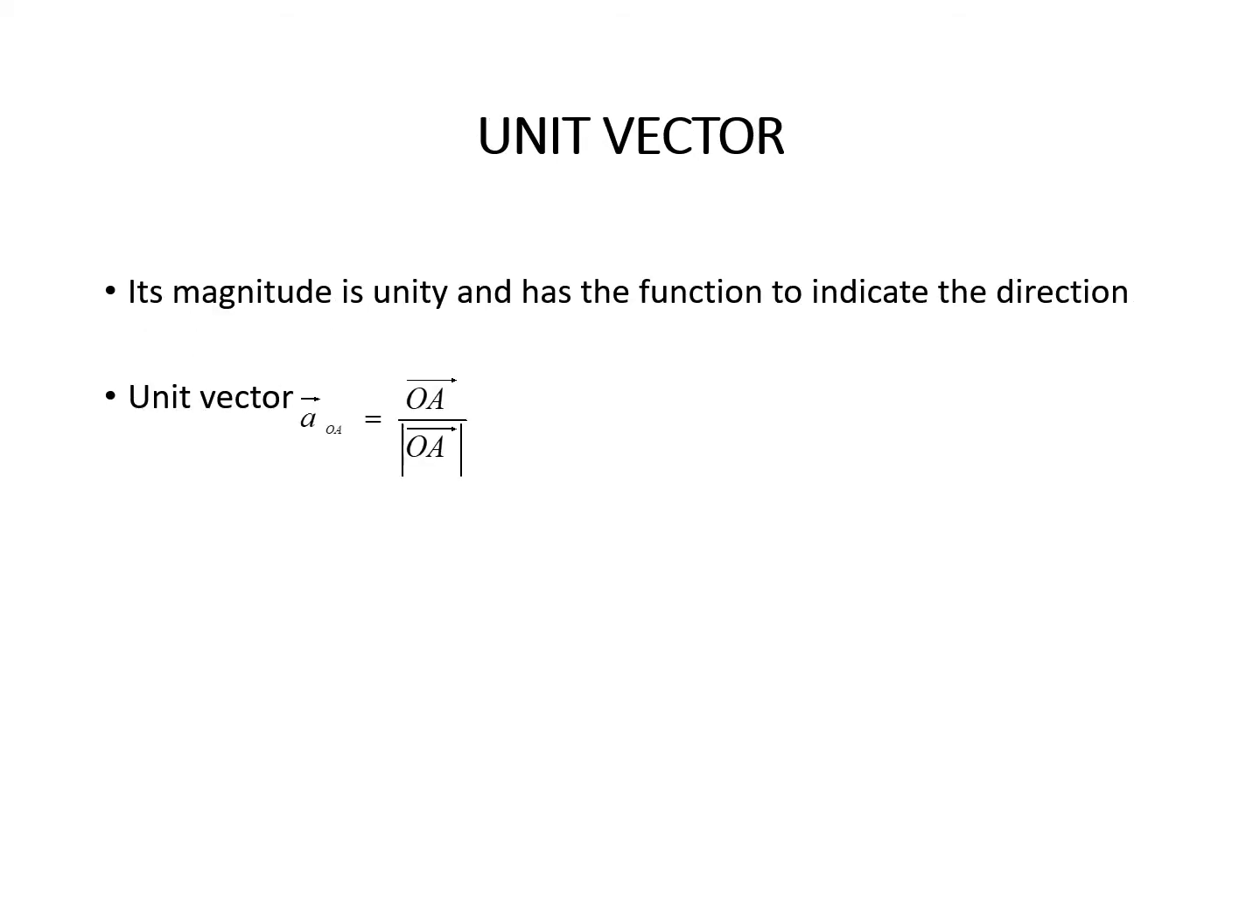Unit vector. The magnitude of the unit vector is unity and it has the function to indicate the direction. The unit vector can be obtained by dividing the vector by its magnitude. So the unit vector of vector OA, a suffix OA, is equal to the vector divided by its magnitude. Here the vector is OA, so vector OA divided by its magnitude, modulus of OA.